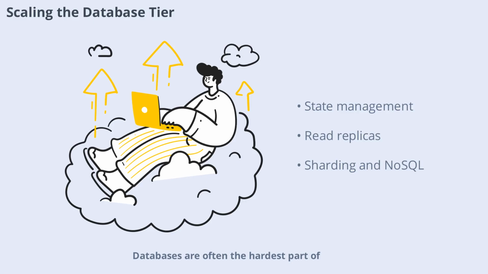Databases are often the hardest part of a system to scale because they manage state. Unlike application servers, you can't just spin up more database instances and put a load balancer in front. Data consistency, durability, and transaction isolation all add complexity. The right scaling approach depends on your workload. For read-heavy workloads, read replicas can help. For high write volumes, sharding or moving to NoSQL databases may be necessary. Let's break down these strategies next.